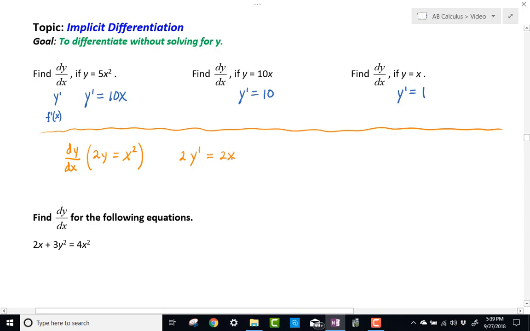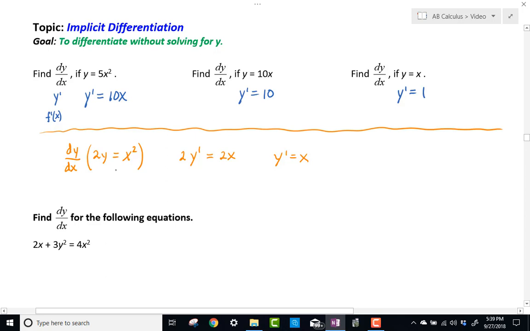Now, if I wanted to solve this for y prime, I would simply divide both sides by 2, and I would get y prime equals x. So the derivative of 2y equals x squared is just x. And again, we could do it the other way.